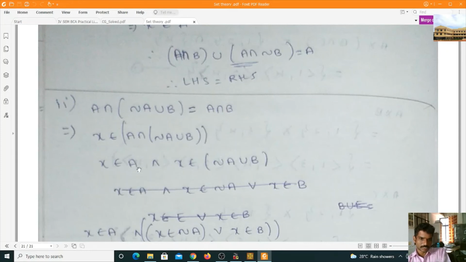So X belongs to A and X belongs to not A union B.